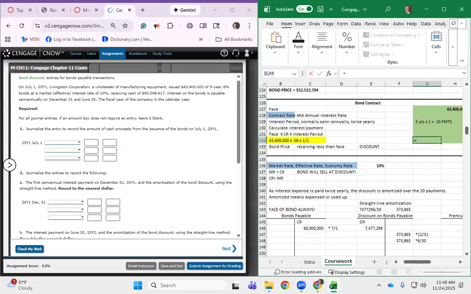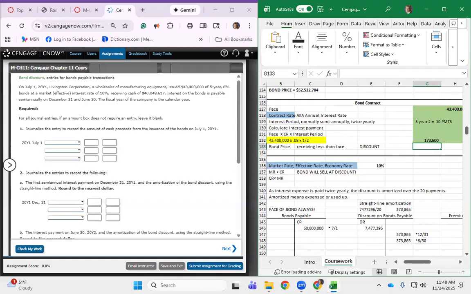So I'm looking at a $43,400,000 bond. That is a lot of money. 43,400,000 times 8% times 1/2. Okay, I just put that in my Excel spreadsheet, and I'm going to hit enter. And let's see what we get. I got $173,600. Now I'm going to test it one more time.